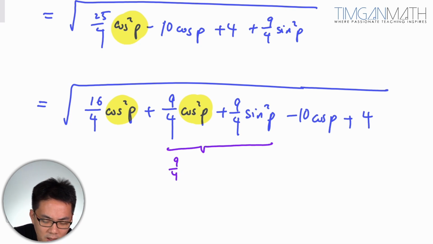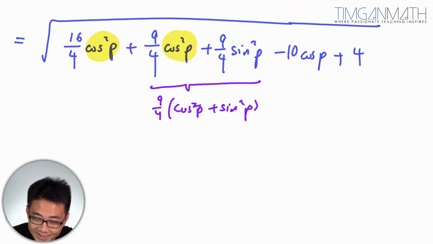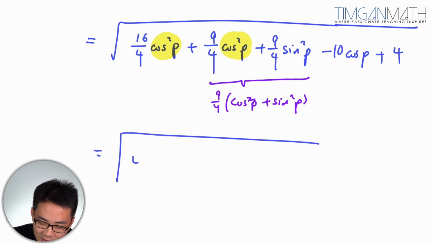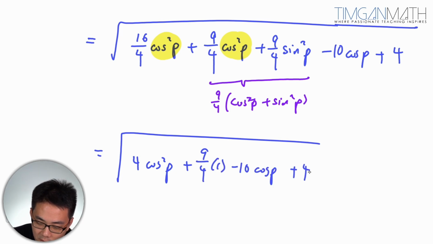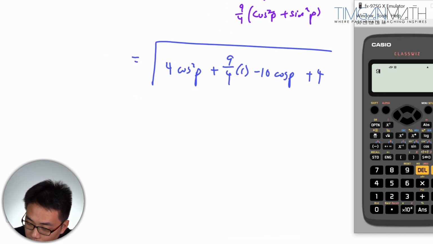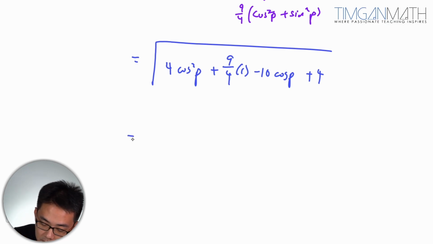So I don't think this is the only way to do this. This is just what I'm thinking. So you can just use whatever method you feel is good. So I'm gonna do this part, and this will be 9 over 4 times 1 minus 10 cosine p plus 4. Okay, so 9 over 4 will just be 25 over 4.